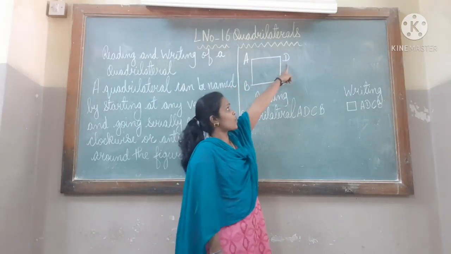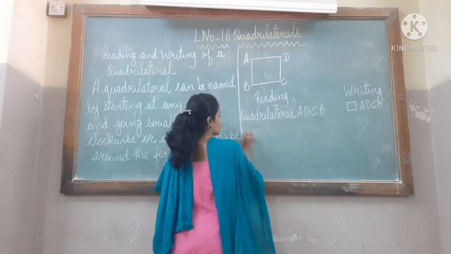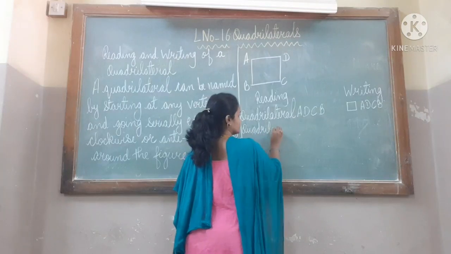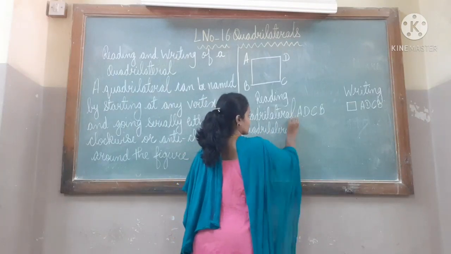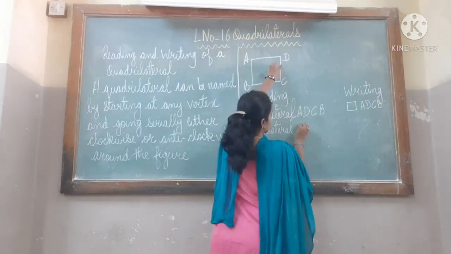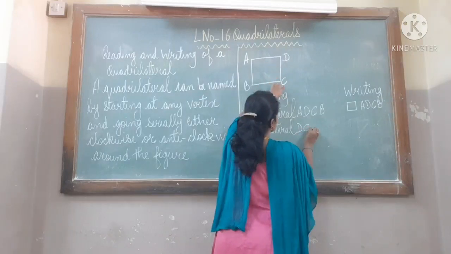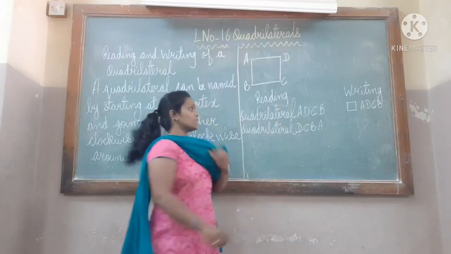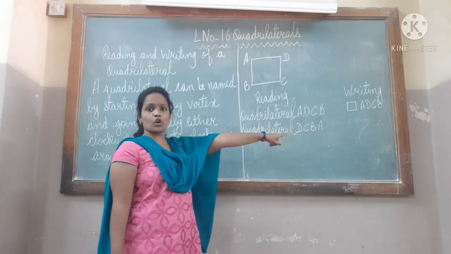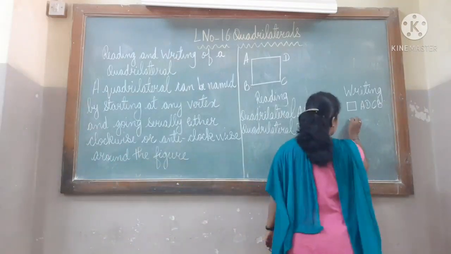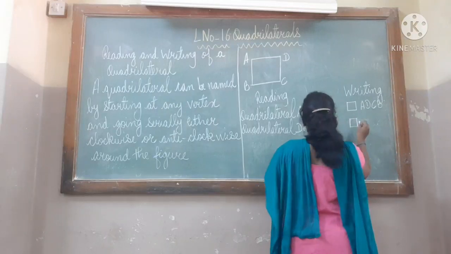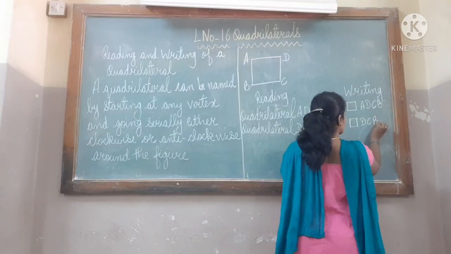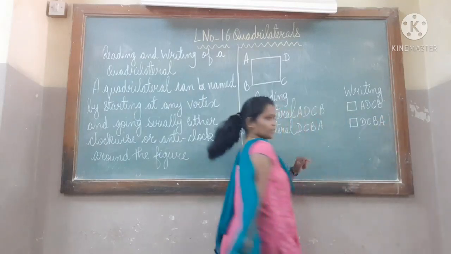Now, we will write from vertex D. So, you will write quadrilateral D, C, B, A. Then again while writing we are going to use the symbol. Symbol D, C, B, A.